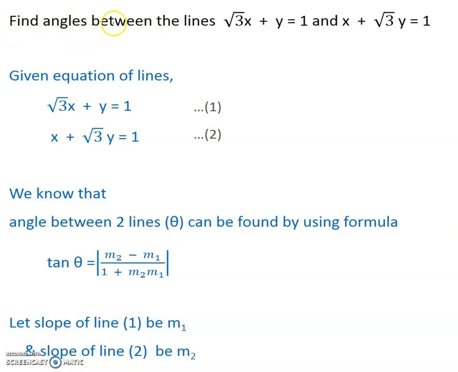Now we have to find the angle between the lines root 3x plus y is equal to 1 and x plus root 3y is equal to 1. Here the given equations of the lines are root 3x plus y equal to 1 and x plus root 3y is equal to 1. The angle between two lines can be found using the formula tan theta is equal to modulus of m2 minus m1 upon 1 plus m2 into m1. So the slope of line 1 is m1 and the slope of line 2 is m2.